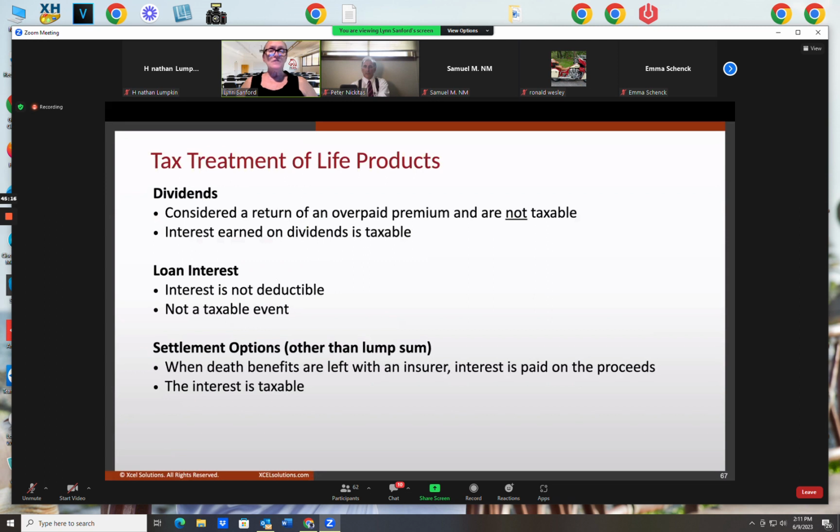Dividends. What is a dividend in the insurance world? We already said a dividend in the insurance world is a return of a part of the premium you have paid to the insurance company. Now, when they declare a dividend, they are willing to pay part of that premium back to you in the form of a dividend.